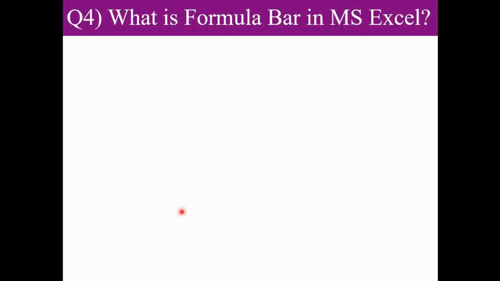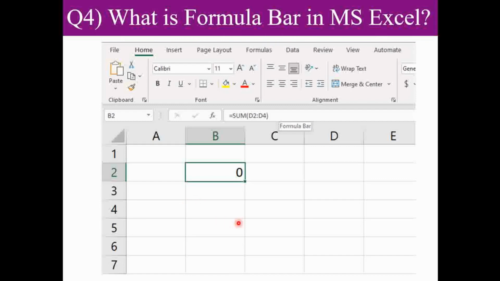Next one: what is the formula bar in MS Excel? Once again, observe the B2 cell, whose address is B2. The present value in it is 0, but when we click on that particular cell, you will find which type of function is used in it. It is reflected or highlighted in the formula bar. This portion is called the formula bar, and to see which function is used in which cell, you can just click on that cell and the function written in it is reflected in the formula bar. So the formula bar shows the particular function which is used in a particular cell.